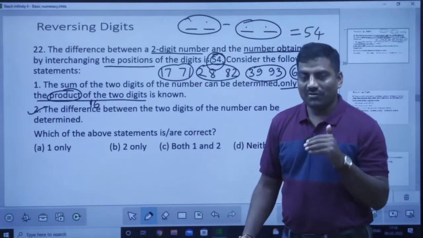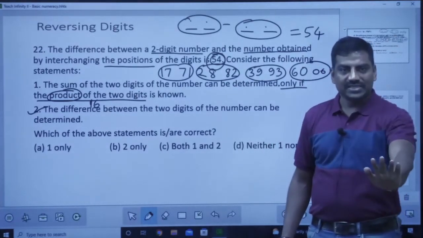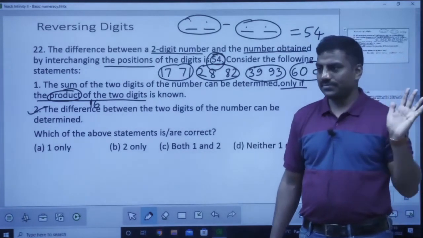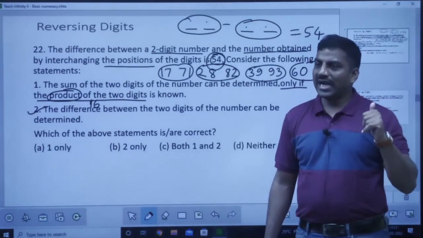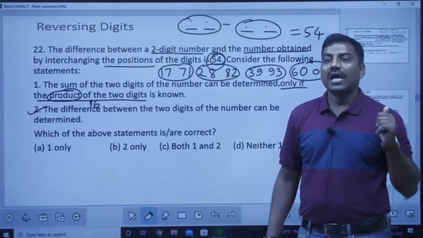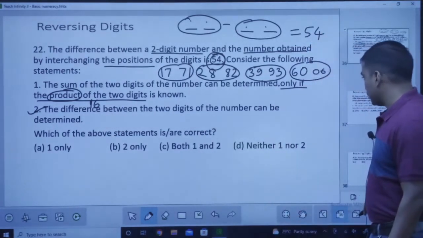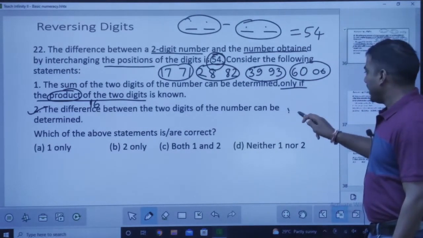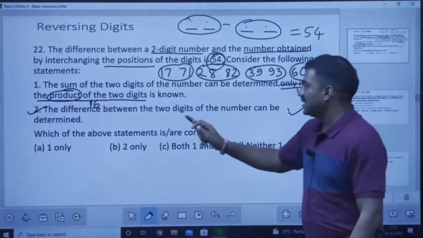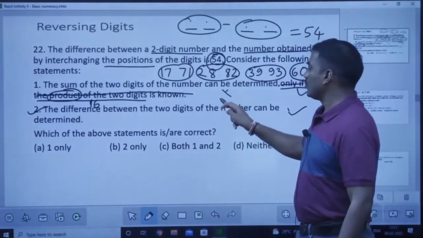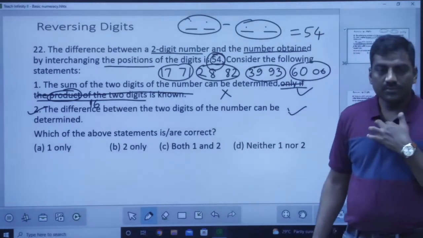I know for your stage it is difficult to digest, but remember one fact: the difference will remain the same, the sum will not remain the same, for such cases. And the difference is a multiple of 9 and the sum is a multiple of 11. Okay, fine. So this is right, and this is also right if they provide one more piece of information. If they hadn't given this, then this sentence could have been wrong. Okay? Both 1 and 2.